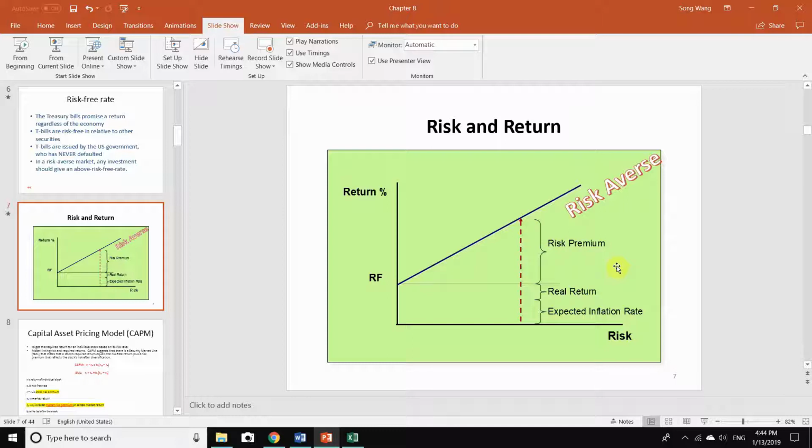And also liquidity is another premium, because if the corporate bond is not easy to trade, then we call it illiquid. Then the investors want to be compensated, okay, for the hardship of trading the corporate bond.